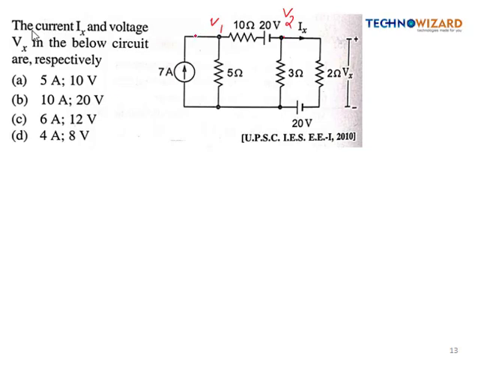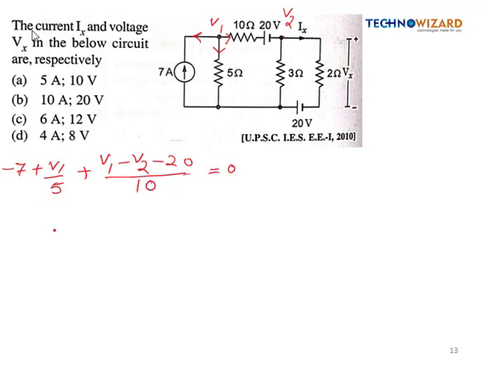Alright, so let's first apply the nodal equation at this node. Let's mark the current in the outward direction. So it will be simply minus 7 plus V1 by 5, plus the current flows from high potential to low potential, so it will be V1 minus V2. Now this 20 volt will deliver the current in this direction, which will oppose this nodal current, so it will be minus 20 by 10 is equal to 0.